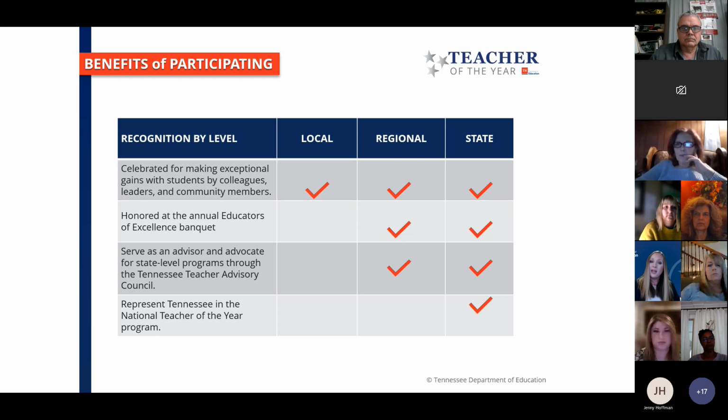If you are named as the Tennessee Teacher of the Year, you will have the opportunity to represent Tennessee in the National Teacher of the Year program, which includes a year of all expenses paid travel and professional development opportunities with state Teachers of the Year from across the country.